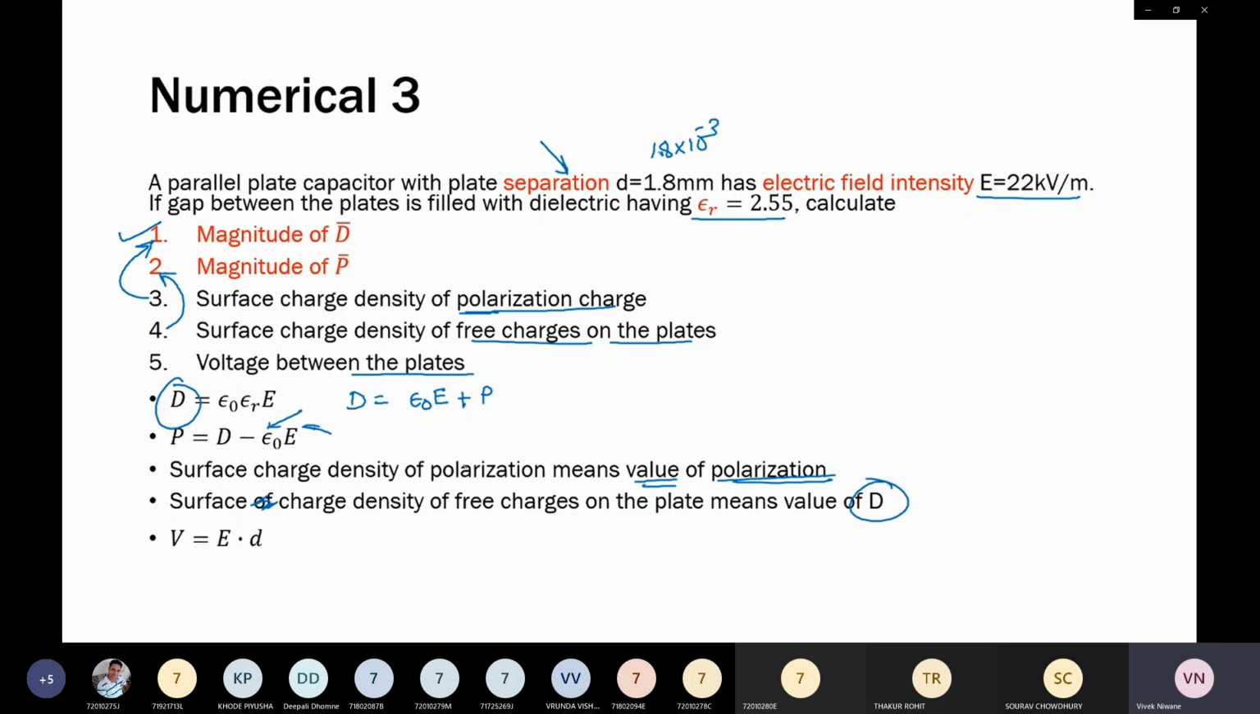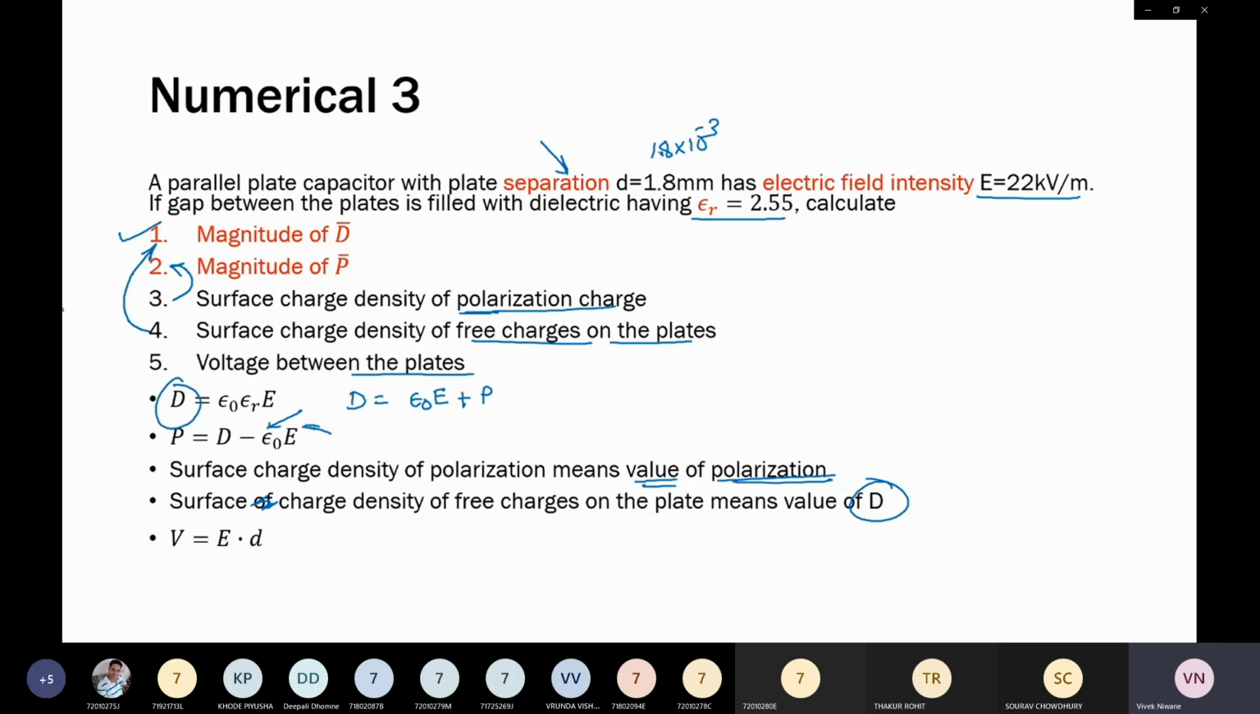So polarization means this one, let me erase it, otherwise that will remain as it is, let me correct it. Let me do it once again. Surface charge density of polarization charge is the magnitude of polarization, and surface charge density of free charges on the plates is nothing but the magnitude of electric flux density. So there is a difference in wordings, because of which the difficulty level increases. So this was for your information; third and fourth points are to be calculated, those are just simple D and P.